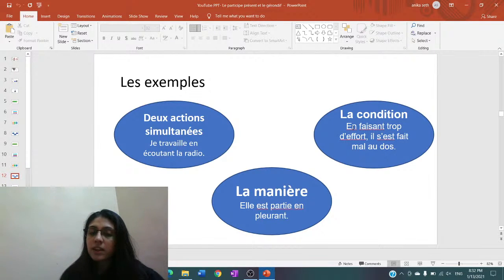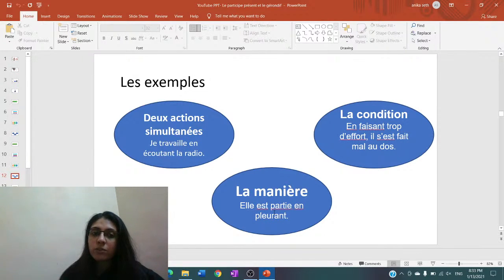And the last one is la manière. Elle est partie en pleurant. She left while crying. So it is a manner, it is a situation. Like how did she leave? While crying. So these are also two actions at the same time, that she was leaving and she was crying. But it is also a mode, a manner in which the thing is happening, that she left while crying.